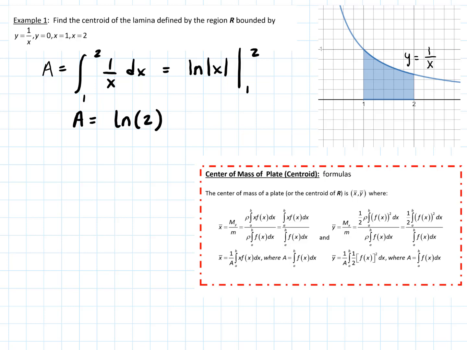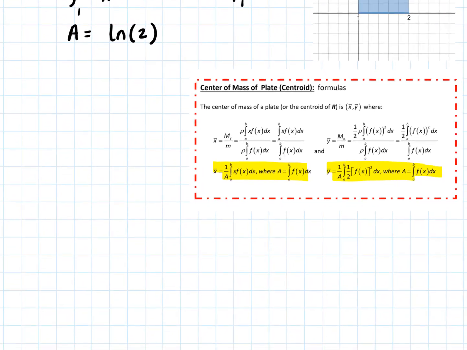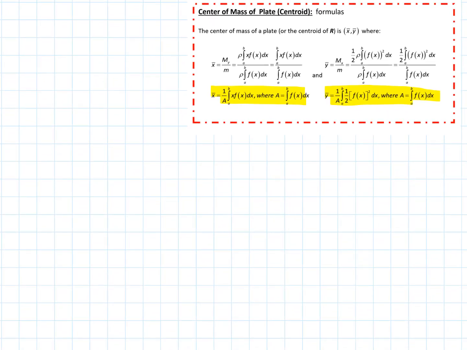So it turns out that A is just equal to the natural log of 2. All right, we'll utilize that constant because our x bar formula and our y bar formula both use 1 over A. For y bar, it's 1 over A times the integral from a to b of 1/2 f of x squared dx. Both of those use that, so we calculate it first, and then we can jump into the calculations for x bar and y bar.